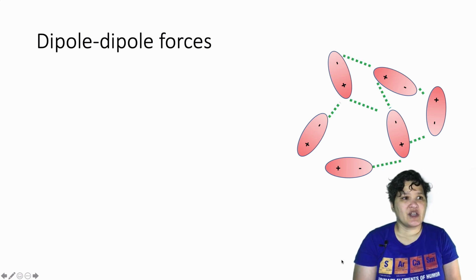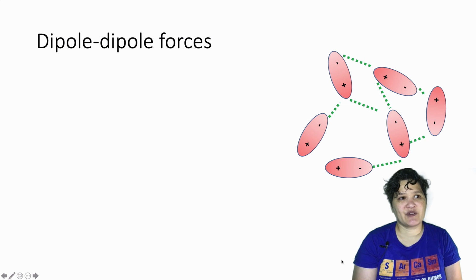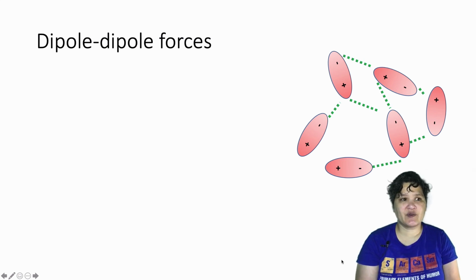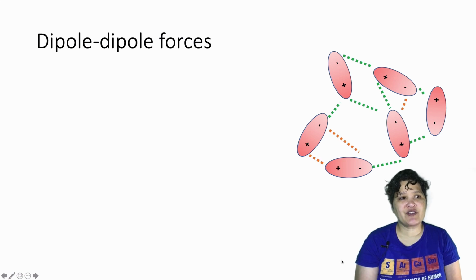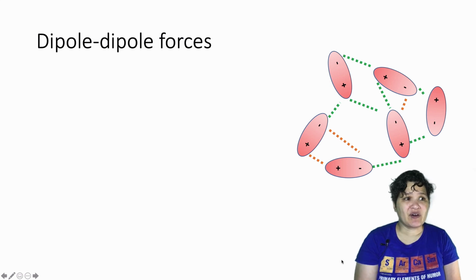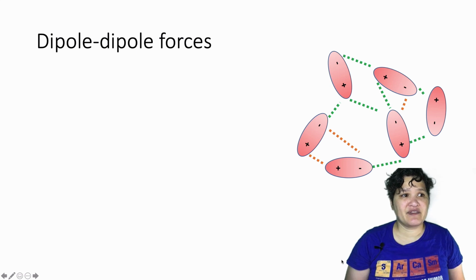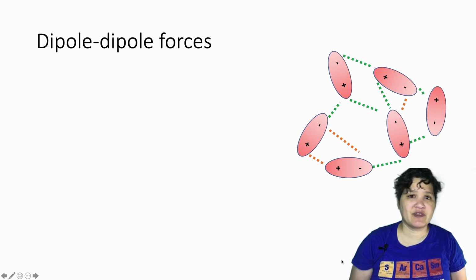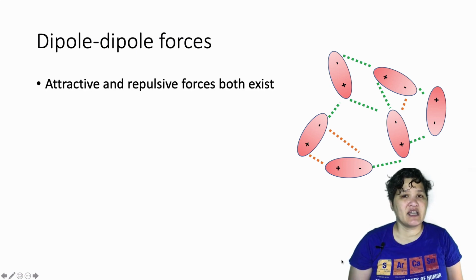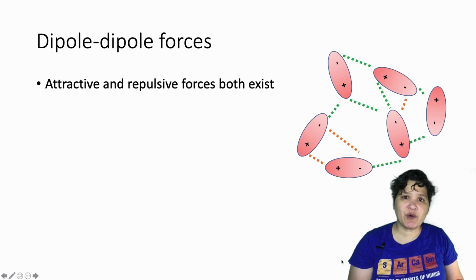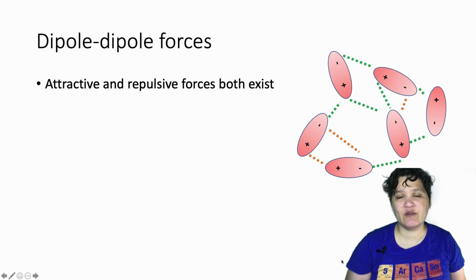And so you can see in this particular case, we've got a whole bunch of possible attractions here between negative and positive ends. But we also have a whole bunch of things that can push each other apart. Where these orange dotted lines are, we have negative things repelling from negative things and positive things repelling from positive things. You have both attractive and repulsive forces going on at any one time.